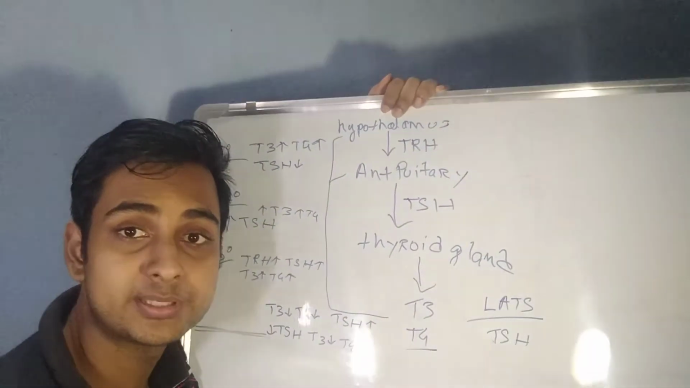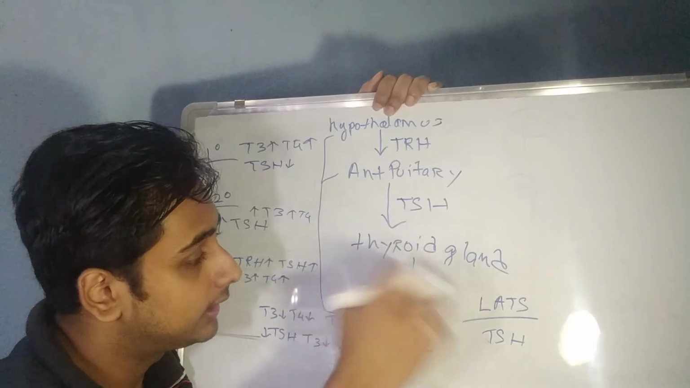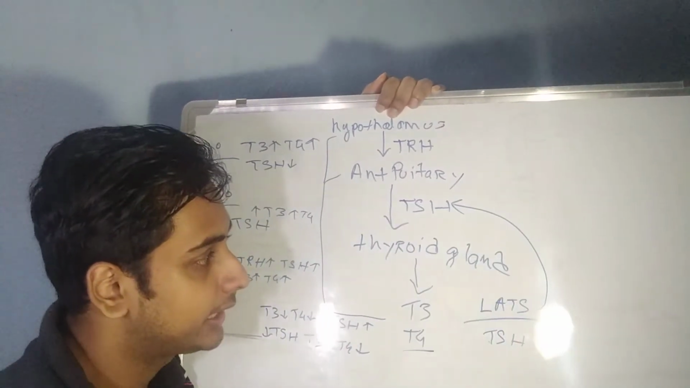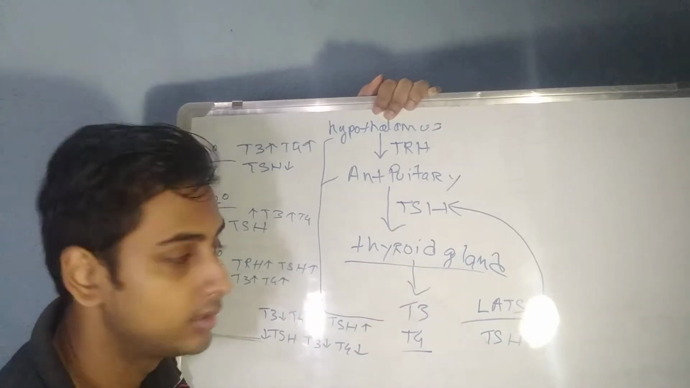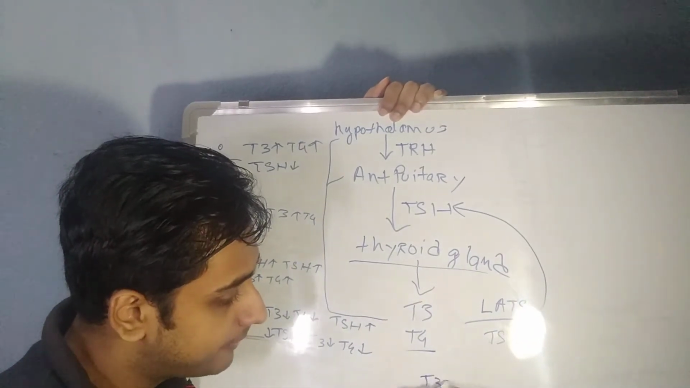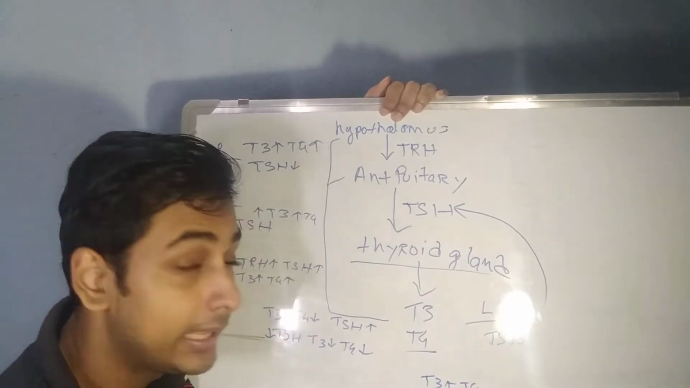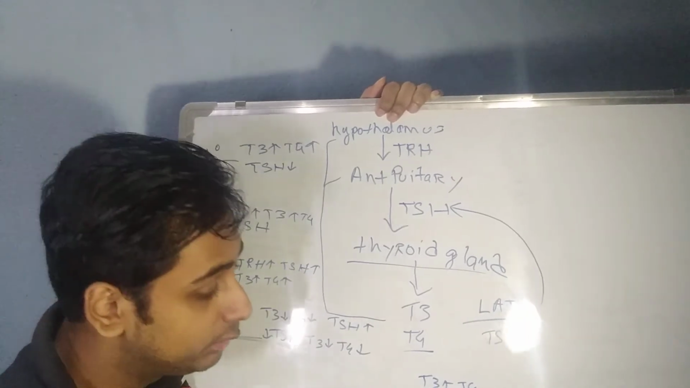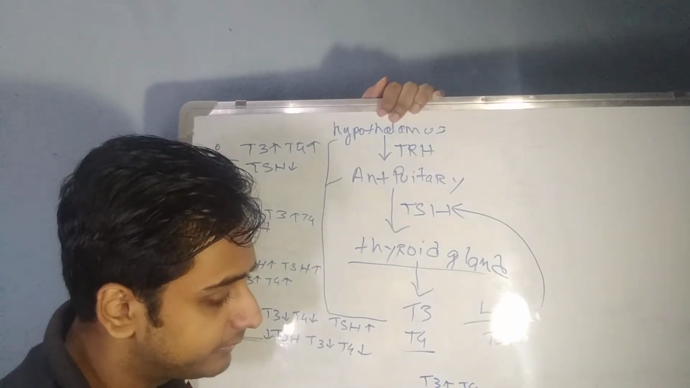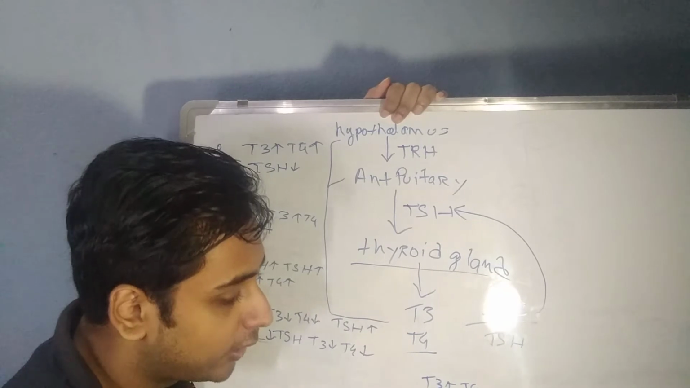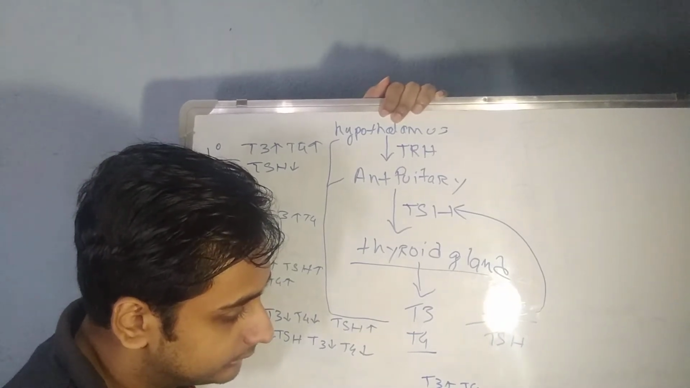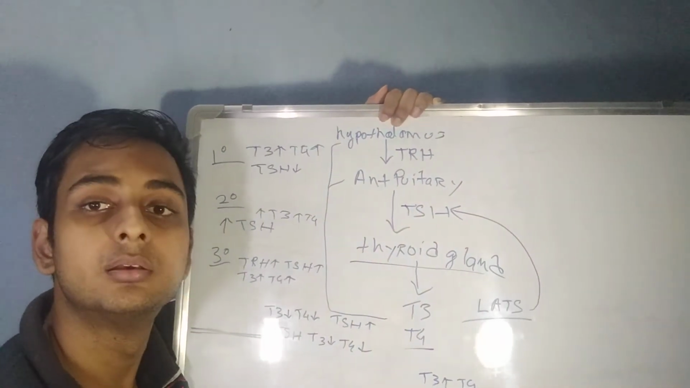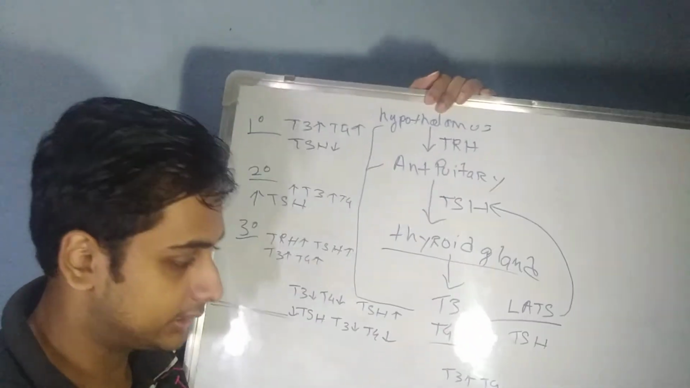So, a person who is having Graves' disease, this LATS will go and act here, and it will stimulate the thyroid gland more and more. So the T3 will go up, T4 will go up, and now the main culprit here is, will the TSH go up? No, we will not be able to see the TSH. It will be very, very much reduced or undetected. You can't see it.